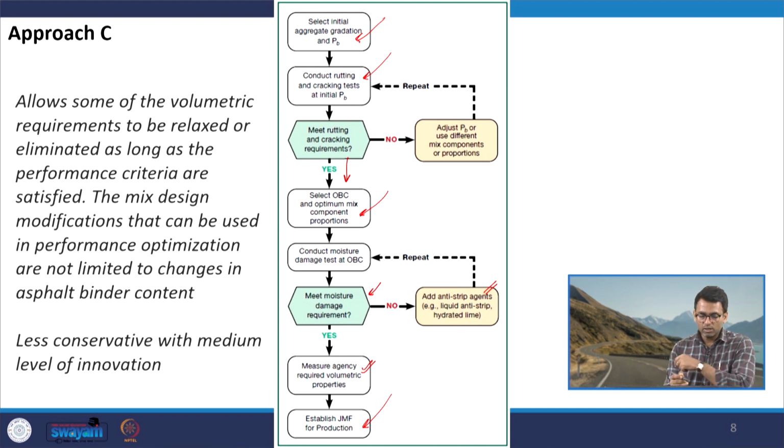As we have discussed, it allows some volumetric requirements to be relaxed or maybe eliminated as long as performance criteria are satisfied. So, the mix design modifications can be used in performance optimization and are not limited to changes in asphalt binder content. Of course, we understand that this approach is not very conservative and it gives us more flexibility, with a certain level of innovation in it.